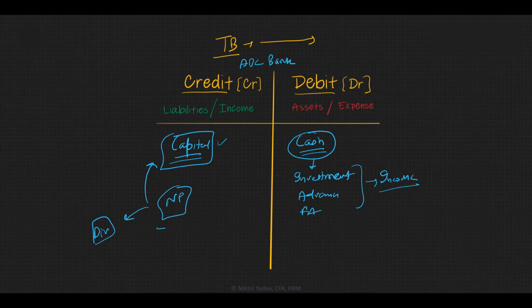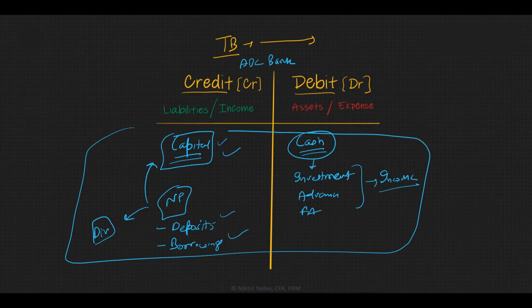To fund the growth, you can have depositors. In case of banks, the depositors are like the lenders who are funding or fueling the growth of the bank. You can always take the help of borrowings. All these events, when they happen chronologically, get captured in the statement called the trial balance.